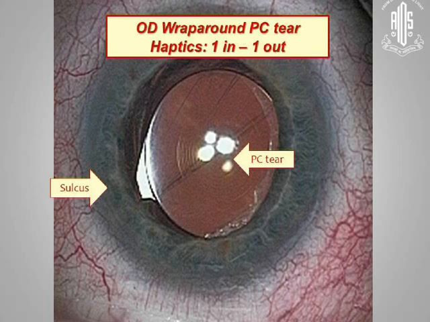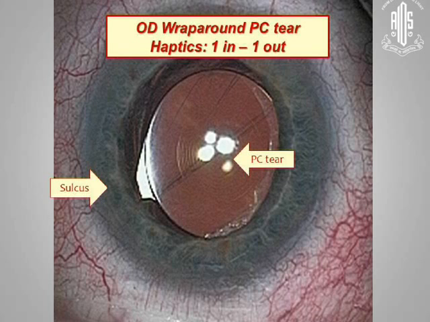So let's look at this eye. He has basically a wraparound tear in the posterior capsule. I don't think I have a mouse. Here's my mouse. Right over here is the tear in the posterior capsule. And over here it looks to me like the haptic is in the sulcus. So we got one in, one out. And the posterior capsule is all open right over here. So the question is, what would you do?